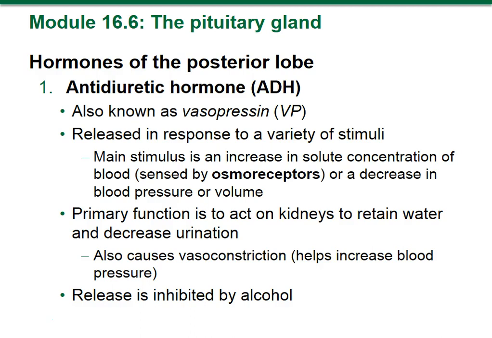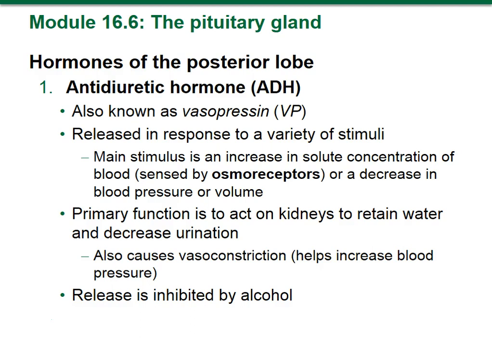Okay, so those were the hormones of the anterior lobe. So there were 7. The posterior lobe, we have antidiuretic hormone, or ADH. We also call it vasopressin. It's released in response to many stimuli. The main stimulus is an increase in solute concentration of blood, and it's sensed by osmoreceptors, or a decrease in blood pressure or volume. Primary function is to act on kidneys to retain water, decrease urination. It also causes vasoconstriction, which helps increase your blood pressure.